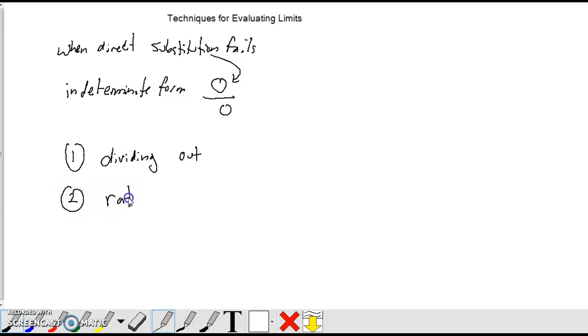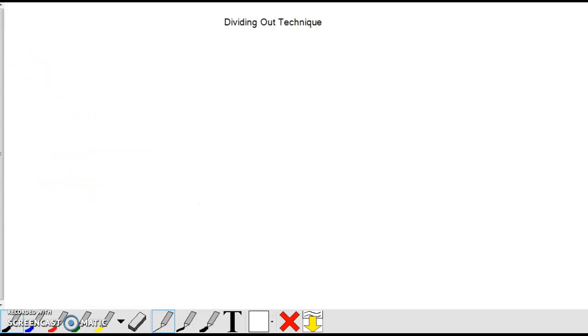We have the rationalizing technique, okay? It's pretty much what you're thinking. You're trying to remove the radical. And then last but not least, we're going to use technology. This one we're not going to do as much because I don't have a lot of people with technology at home, but I'll show you kind of what we can do. Okay, so let's start with our first technique, the dividing out technique.